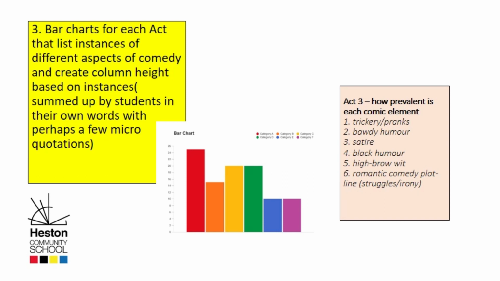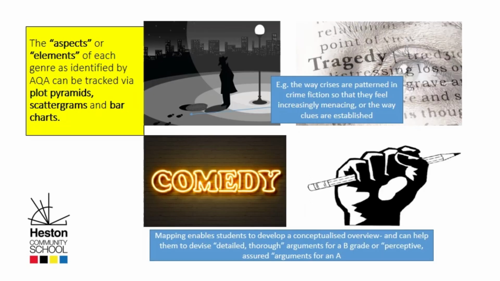Students can list incidents of different generic elements within an act and compile bar charts such as these, the measurements really being represented by how many incidents of that certain kind of comedy happen within each act. These mapping strategies can be used with any of the exam papers by AQA, the crime, the social and political, the tragedy, the comedy.